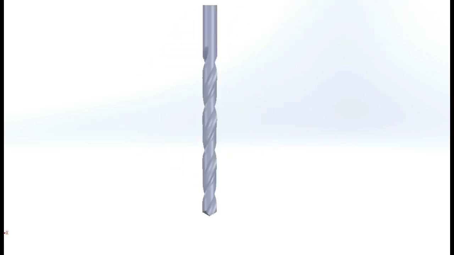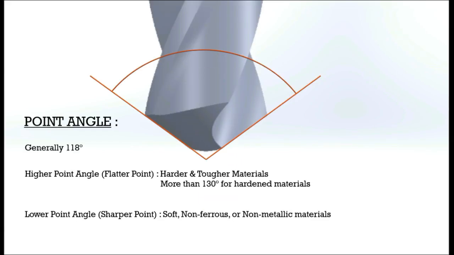Now, there are a lot of angles involved that ultimately define the geometry of the drill point. If we look from the side, this is the point angle. The point angle is generally 118 degrees. Higher point angles are used to drill harder and tougher materials.